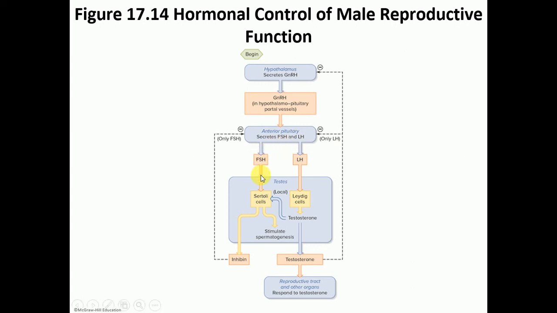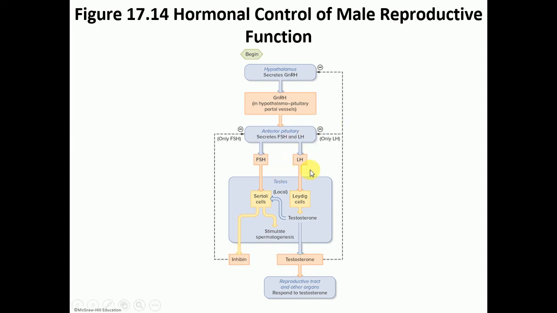FSH is going to reach the testis and stimulate the Sertoli cells to help or stimulate the process of spermatogenesis. Okay, so it's easy to remember that all of these things that have an S: FSH stimulates Sertoli cells to stimulate spermatogenesis. Now the Sertoli cell, not only does it stimulate spermatogenesis, it also makes inhibin, which is a hormone. Inhibin is a hormone that inhibits the anterior pituitary and inhibits the FSH production from it. It does not have an effect on luteinizing hormone.